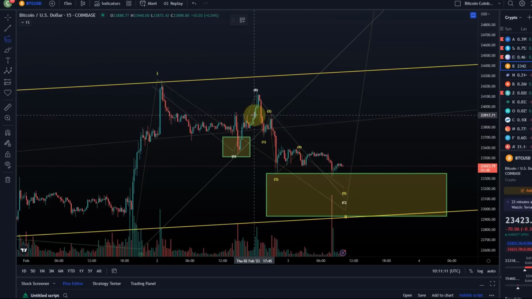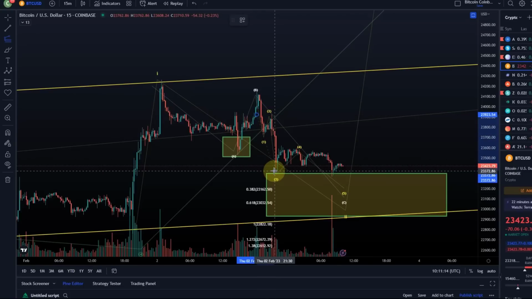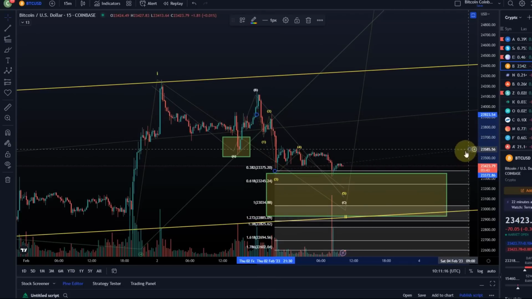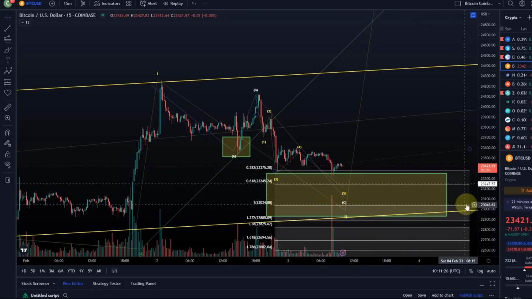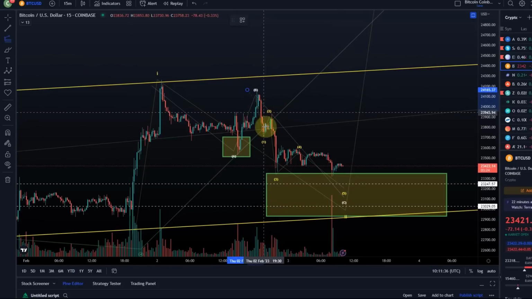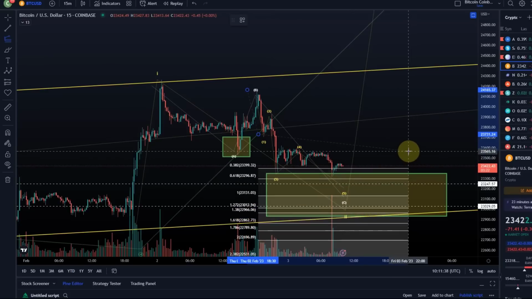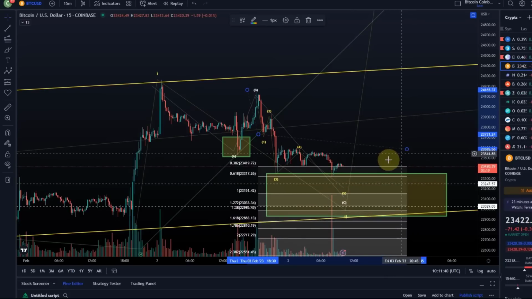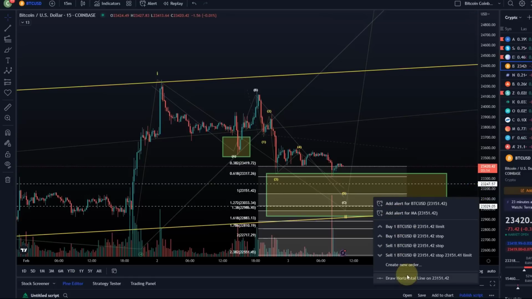But we can also look at a different target by taking the length of the third wave, go to the high of the fourth. That would also take us round about to, first of all, 23,245. So I'm going to add that target here on the chart. The 1-to-1 ratio would take us to 23,030. And the third way of measuring target would be to take the length of the wave 1 here and to go to the high of the fourth and look for the 1-to-1 ratio and the 1.618 extension. This would take us to 23,150 and also 22,900.